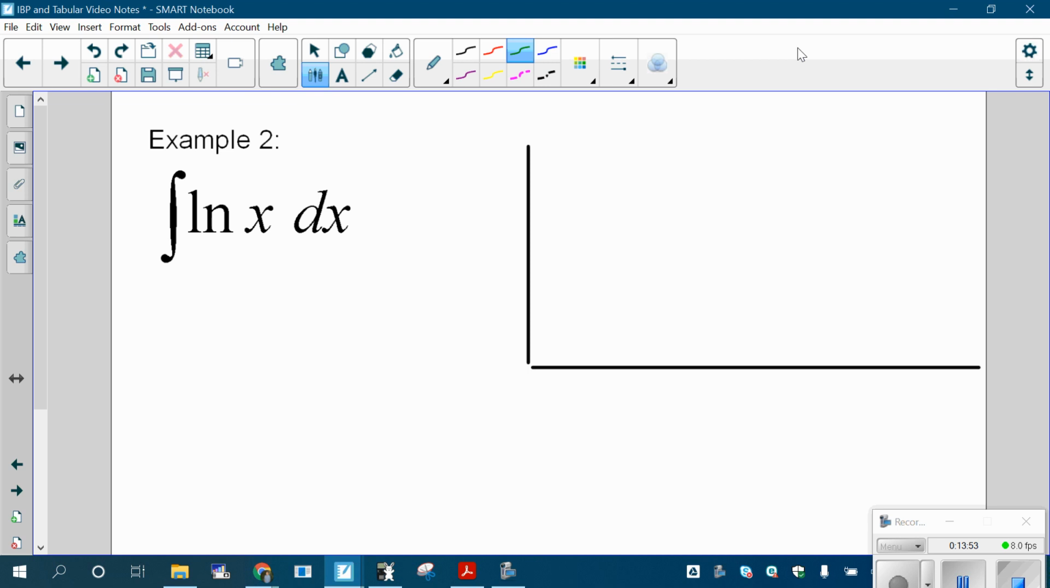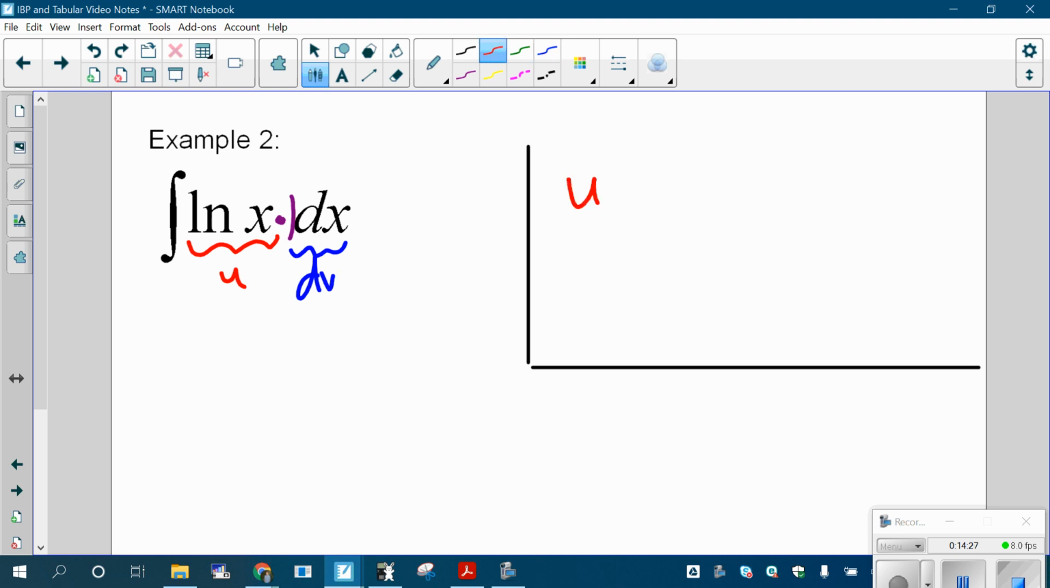Integration by parts works for products, but natural log of x isn't a product. But if I wanted to write it as a product, I guess I could think about it as ln of x times 1. Okay, cool. So now it's a product, so now integration by parts might help me. I need to pick a u and a dv. I'm going to tell you right now I'm picking that as my u, and this is my dv. If you're like, how are you choosing that? I'll talk more about it in a minute here.